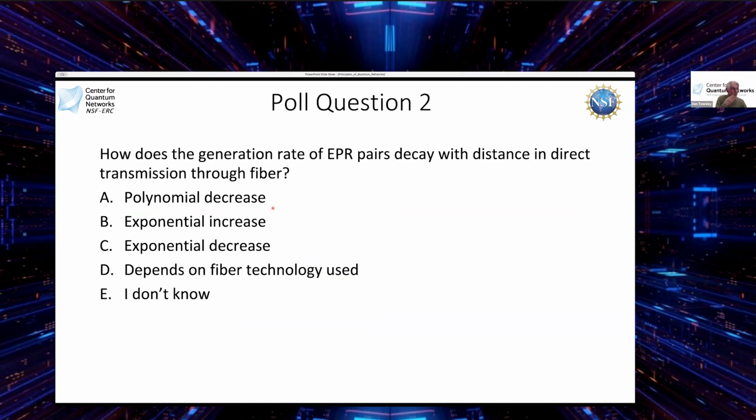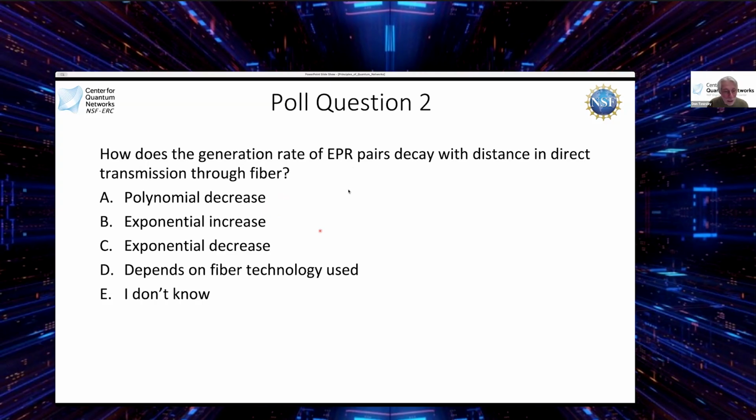So that brings us to our first poll question. It's, how does the generation rate of EPR pairs decay with distance when we're doing direct transmission through fiber? The possibilities are polynomial decrease, exponential increase, exponential decrease, or it really just depends on the fiber technology used. Or, if you're not sure, you can pick E. We'll just wait a little bit to collect answers.